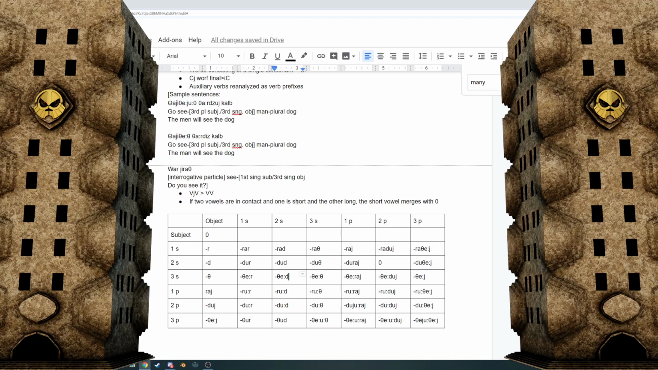Means a null form. Well, okay, I'll just go with short vowel elides? I don't know, it's been a while since I've taken my linguistics 101 or whatever.